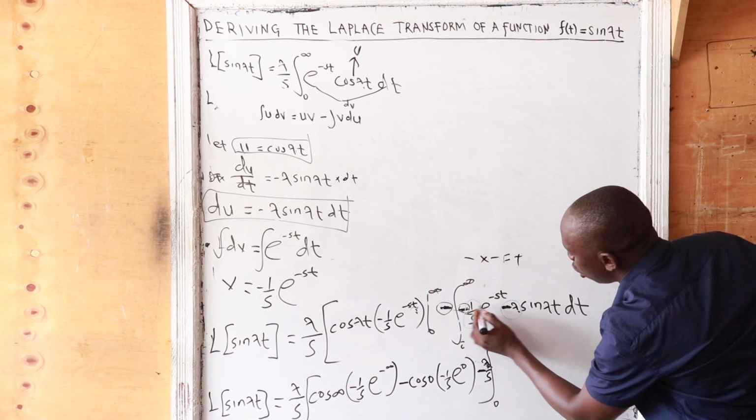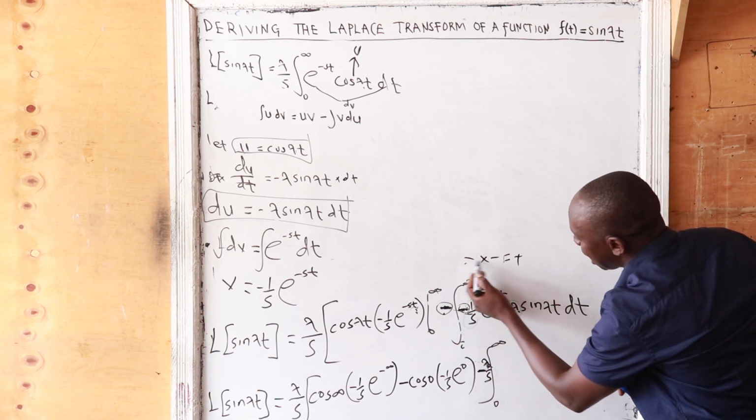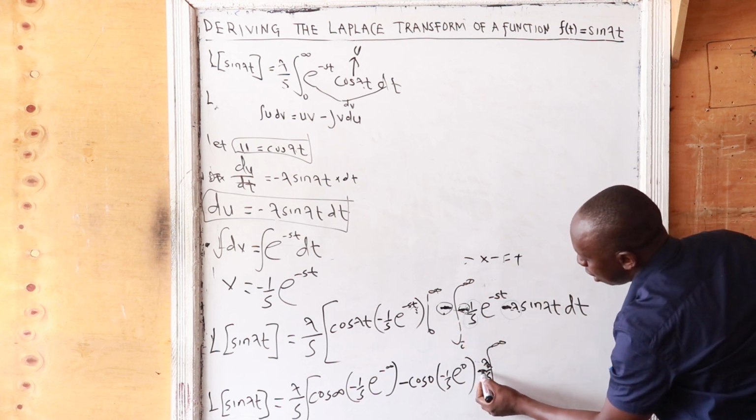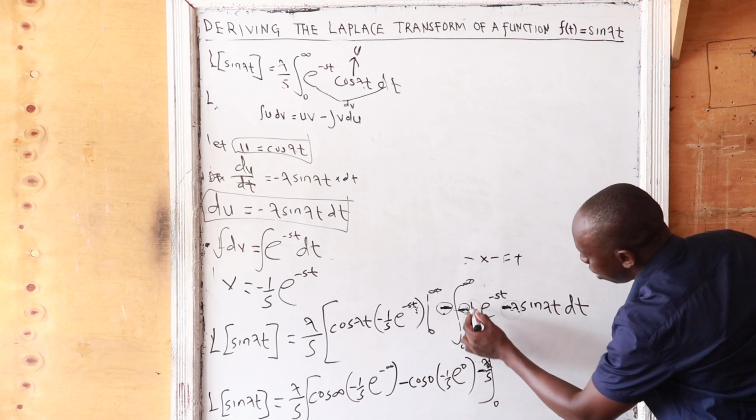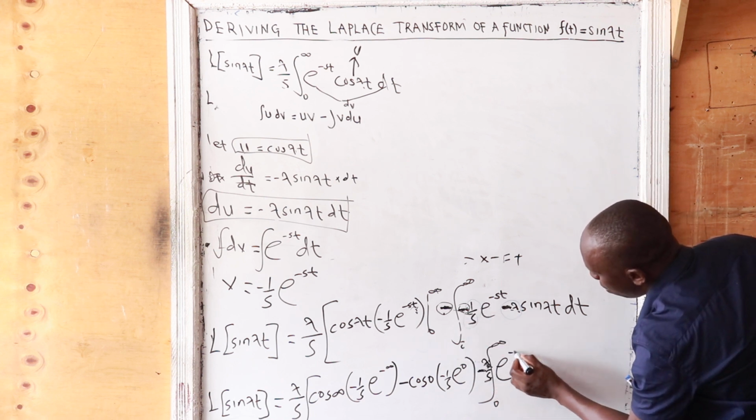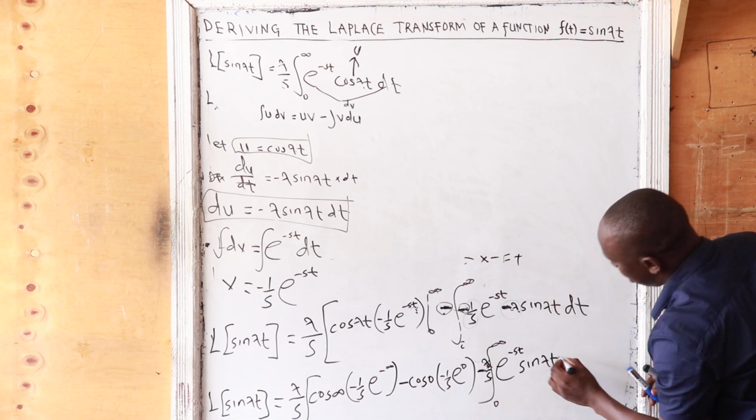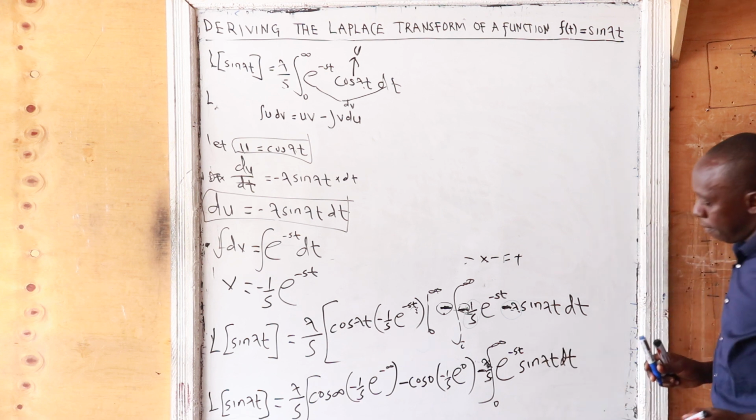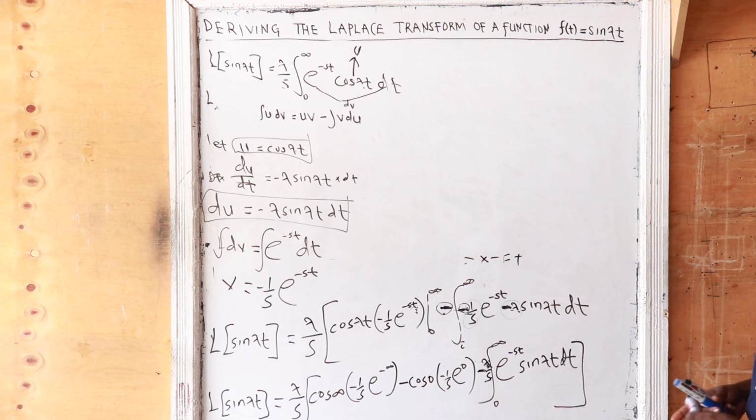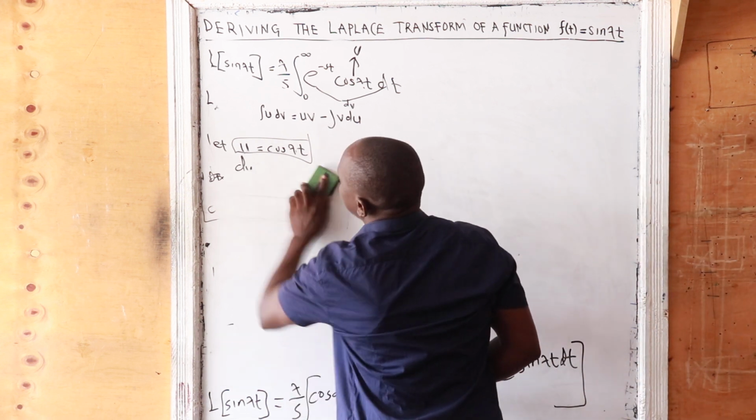We get lambda over s outside our integration. This and this we have multiplied, then taken them out. This minus and this minus, minus times minus becomes plus, like I have said, and this negative remains. This lambda is this one, and 1 over s is here. We are remaining with exponential minus st sine lambda t with respect to t. Now, that is what we have. Let's now close the brackets and see what we have.